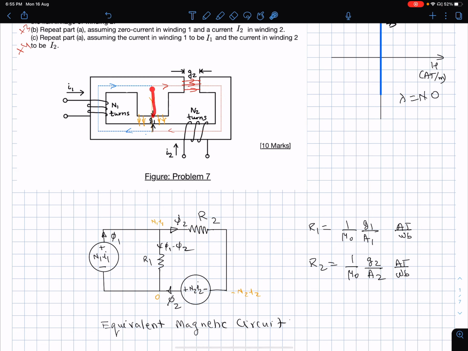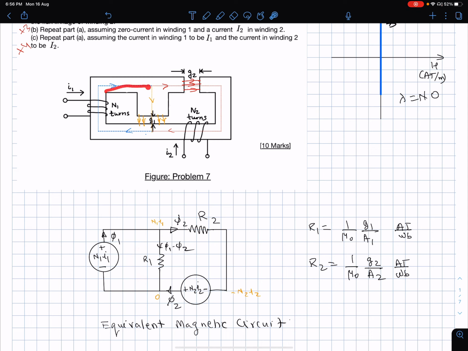Similarly, the reluctance of this path is also 0. So the reluctance of this path is 0. This path is 0, 0 reluctance, 0 reluctance. So therefore, what is going to be the equivalent circuit? N1I1 is the excitation. When you apply the KVL across this loop, you will only face the reluctance due to air gap 1, because when mu r is infinite, the other reluctance is 0.